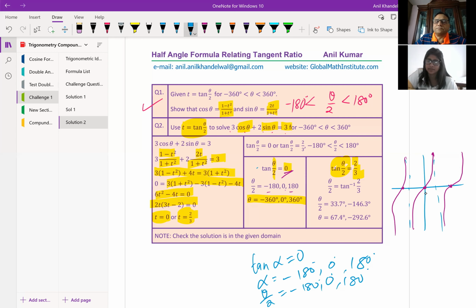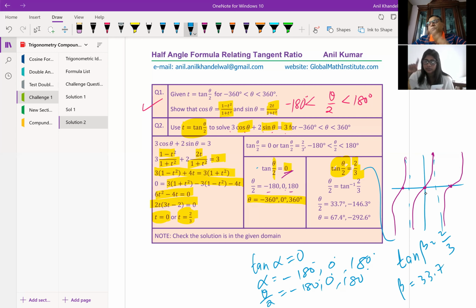Makes sense. So similarly, for 2 over 3, you will need your calculator. Do tan inverse of 2 over 3, you get 33.7. And since you know that the period is 180, right? So take away 180 from it. So write tan beta, so beta will be equal to 33.7.